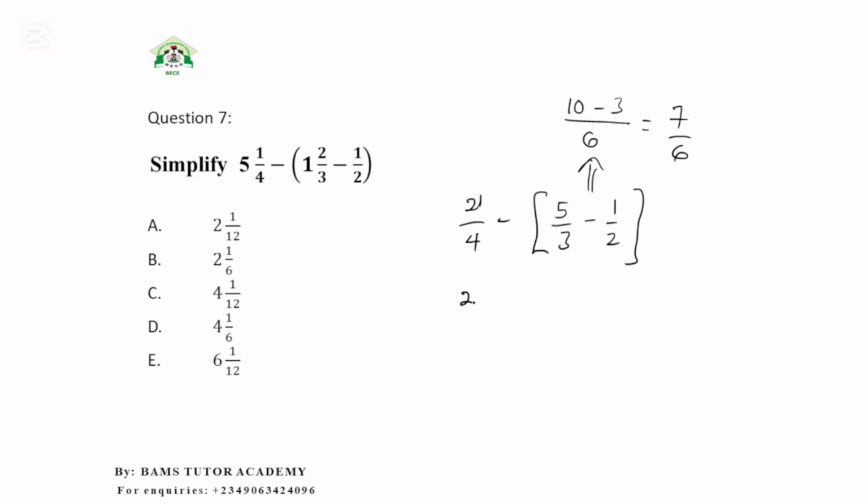So now let's bring everything together. 21 over 4 minus 7 over 6. Do we get the idea? So I had to quickly deal with the bracket first before I bring it out to the whole thing.